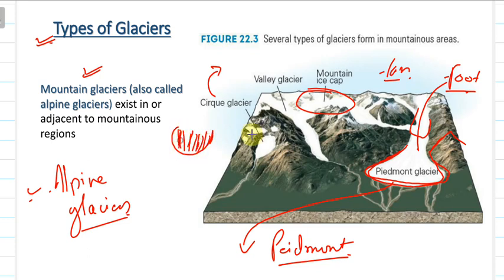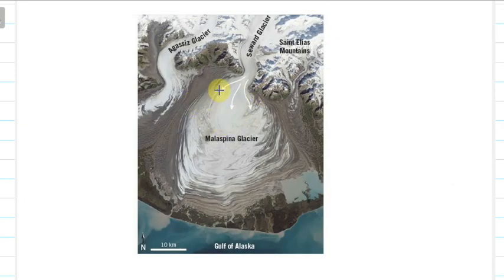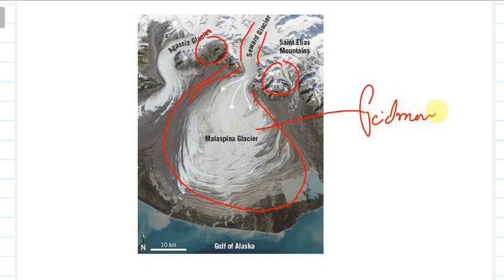Okay, bowl shaped, this is known as cirque glacier. So this is an example of Piedmont glacier, Malaspina glacier in Alaska. So these are the mountains, and when this valley glacier just expands at the foot of the mountain, it becomes a type of Piedmont glacier.